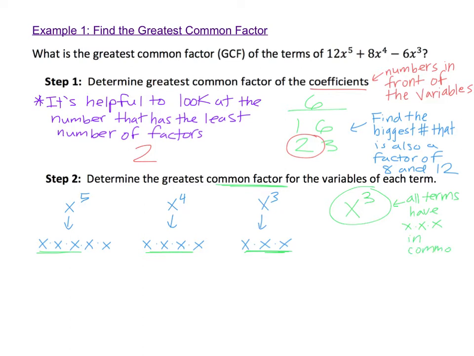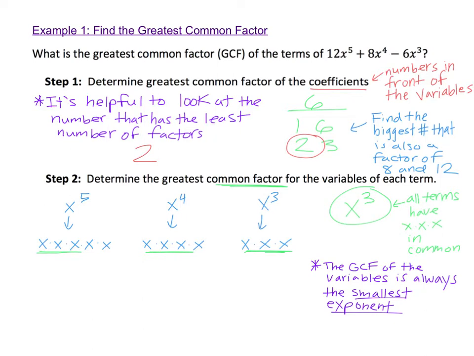So there's a little shortcut that you can use so you don't have to write this out every single time. The GCF of the variables will always be the smallest exponent on the variables. So I recommend that you add that little note to your notes packet. The GCF of the variables is always the smallest exponent.